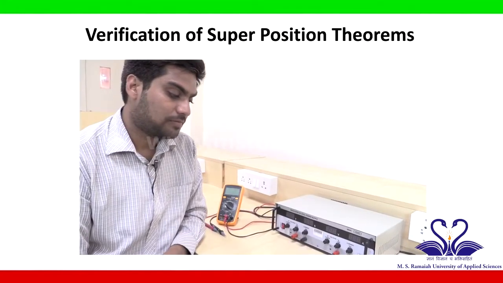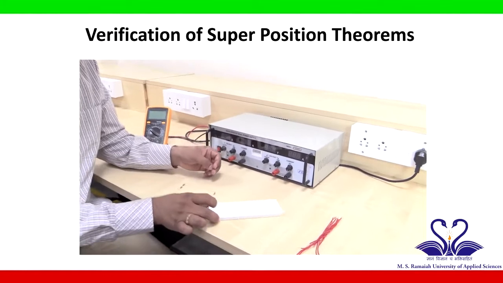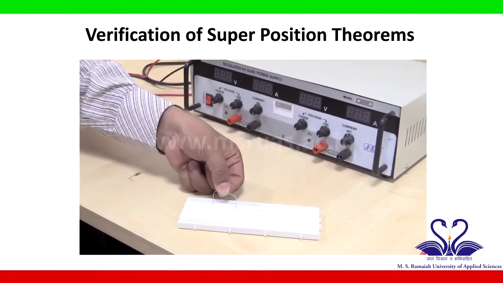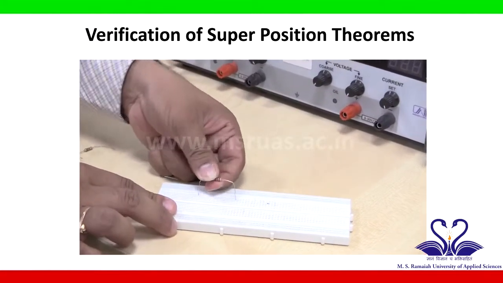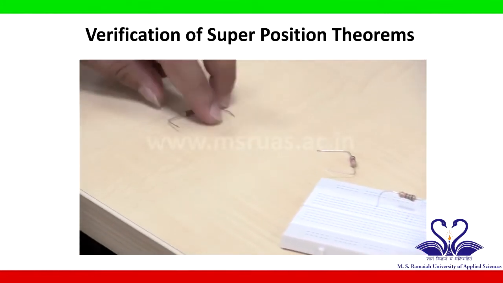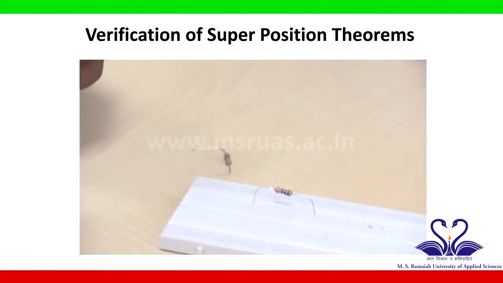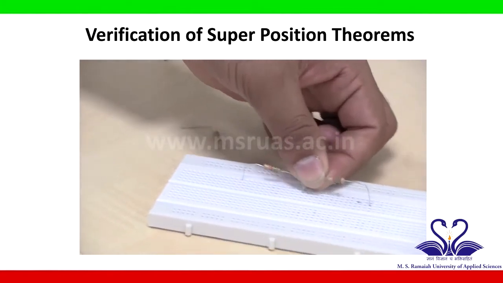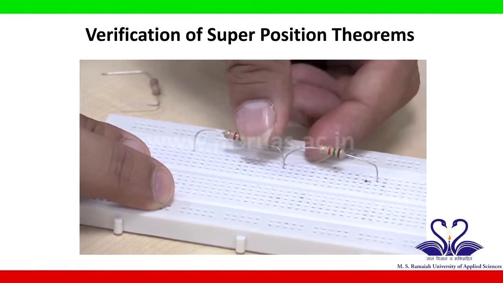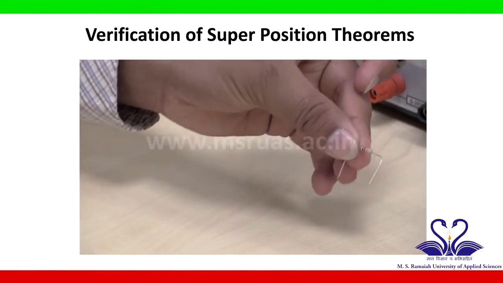Let's start conducting the experiment by connecting the circuit using a breadboard. Let us connect a 1.5 kilo ohm resistor to the breadboard first. Now let us connect a second 1.5 kilo ohm resistor in series with the previous 1.5 kilo ohm resistor. Now let us connect a 1 kilo ohm resistor in parallel with both the resistors.